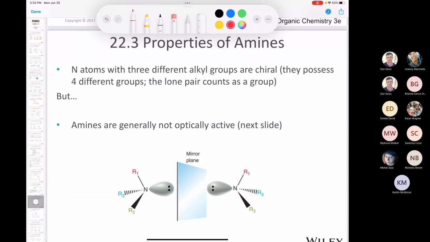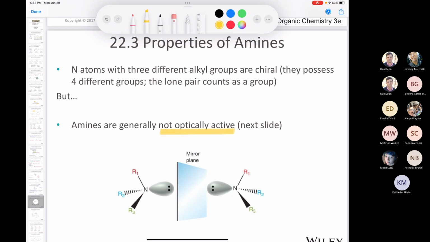If we think about the chirality of an amine, well, if you have an amine that has 3 different alkyl groups, let's say you have a nitrogen and it's got R1, R2, R3, all 3 of them are different. You've got 4 different groups: 3 different R groups and a lone pair. That would mean that the nitrogen atom is chiral. However, amines are generally not optically active. That means that they don't rotate plane polarized light.